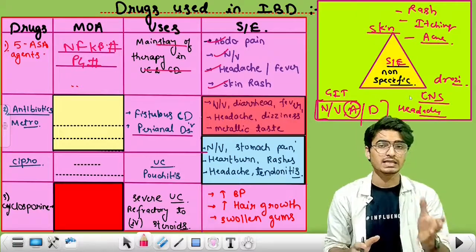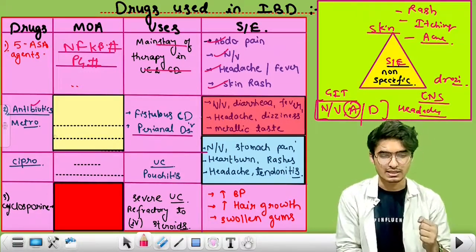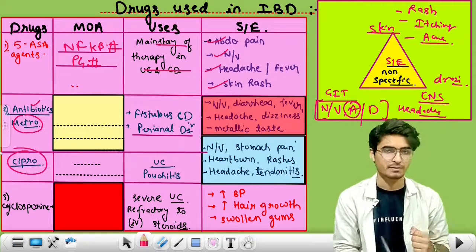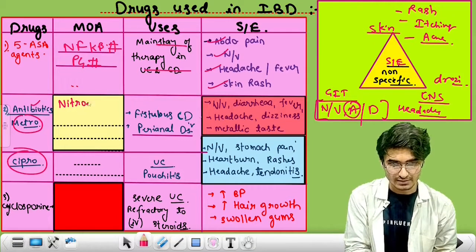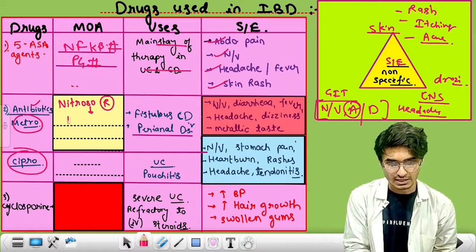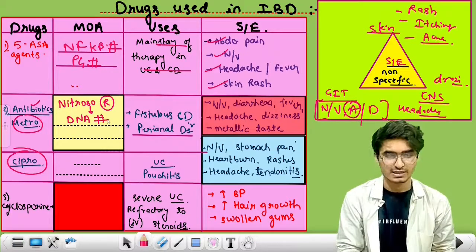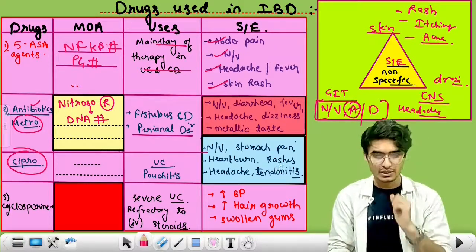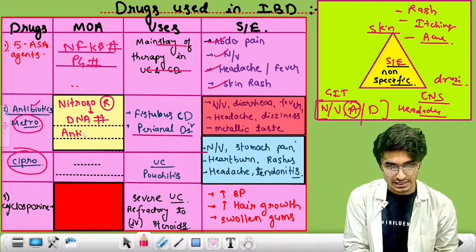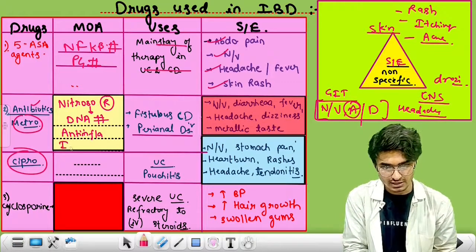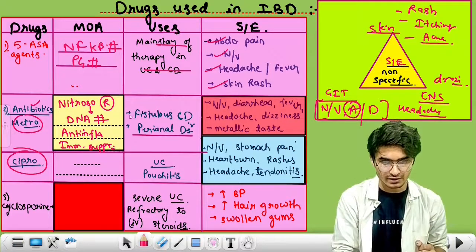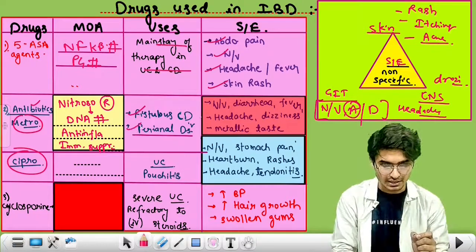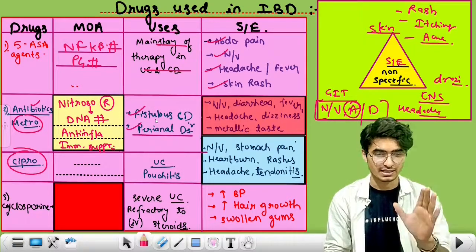And now we will switch to the next drug, that is the antibiotics, metronidazole and ciprofloxacin, right? The mechanism of metro is the formation of nitroso radicals, thereby causing DNA destruction. That is the first mechanism of metro, and subsequently it also gives an anti-inflammatory effect. And the third effect is an immunosuppressant action. So we have 3 mechanisms with respect to metro, and now the uses include fistulous Crohn's disease and perianal disease of Crohn's disease, right? That is the indication.